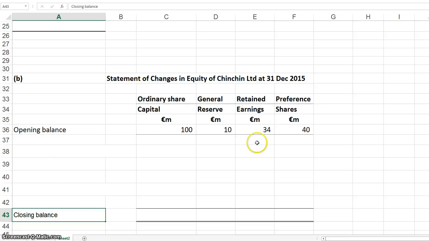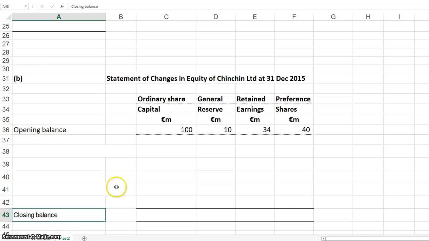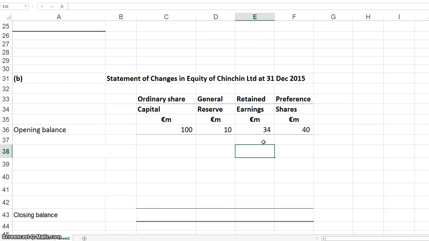The first thing that happens is our retained earnings gets increased for any profit made this year, or reduced for any loss. So we go back to part A and see what the profit after tax was. In part A we did the income statement for this company, and at the very end our profit for the year, after our expenses, interest expenses and tax, was 22 million. So we just add 22 million in here. So 34 plus 22.